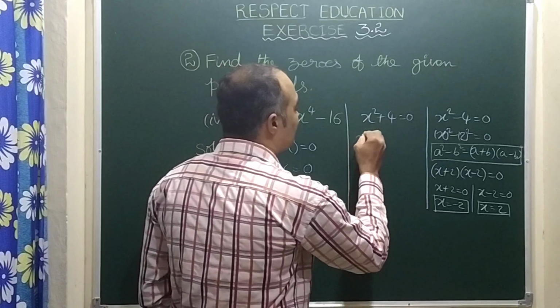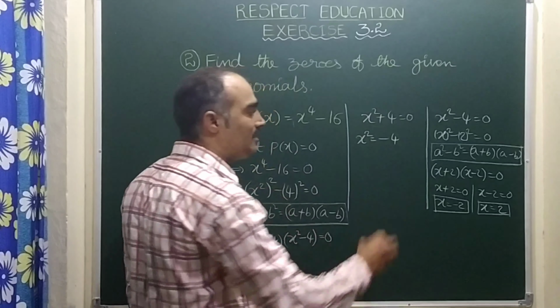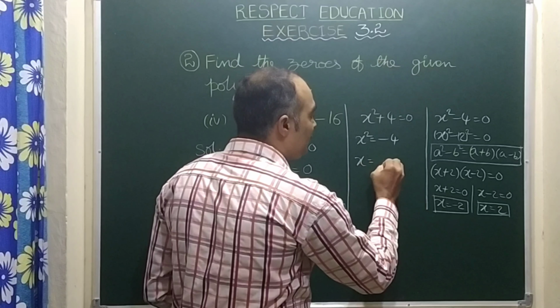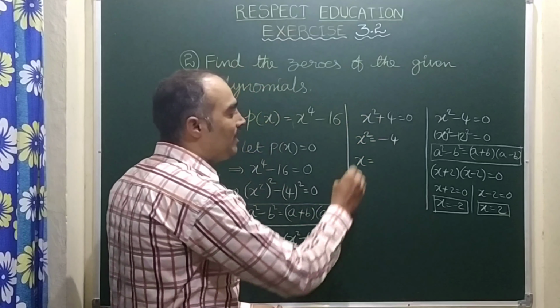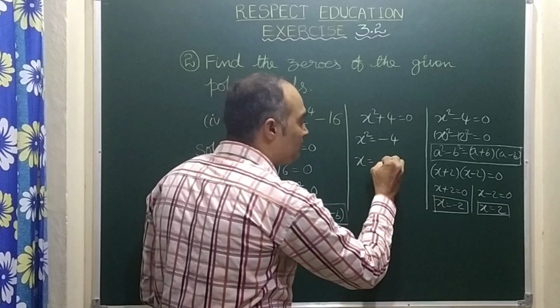So here x square equal to plus 4, send that side, this will become minus 4. 0 minus 4 is minus 4. So here x is equal to, you see here, when I remove the squares, in the sense actually here I am writing this minus 4 as minus 4.